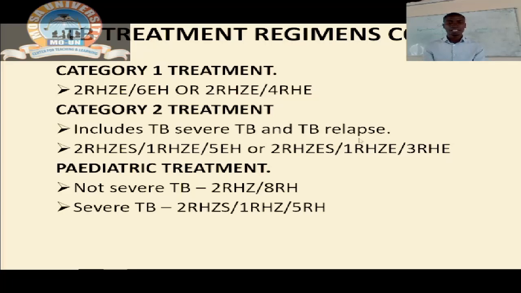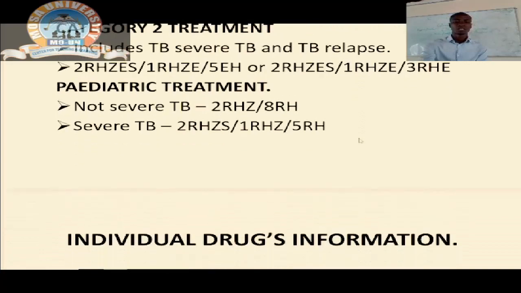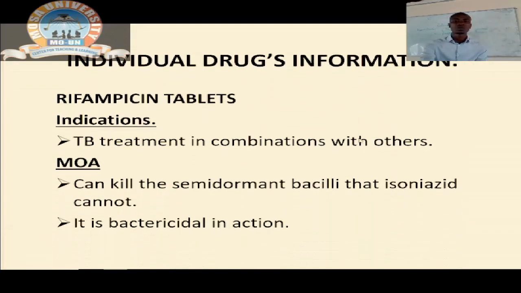Severe TB in pediatrics: for the first 2 months, you give rifampicin, pyrazinamide, isoniazid, and also streptomycin. Then for 1 month, you give rifampicin, isoniazid, and pyrazinamide. Then the last 5 months you give rifampicin and also isoniazid. So that's what we give in the treatment of tuberculosis. We're going to look at individual drugs.